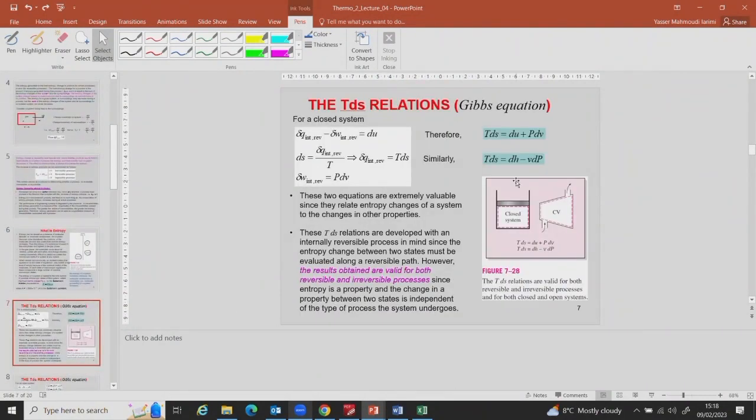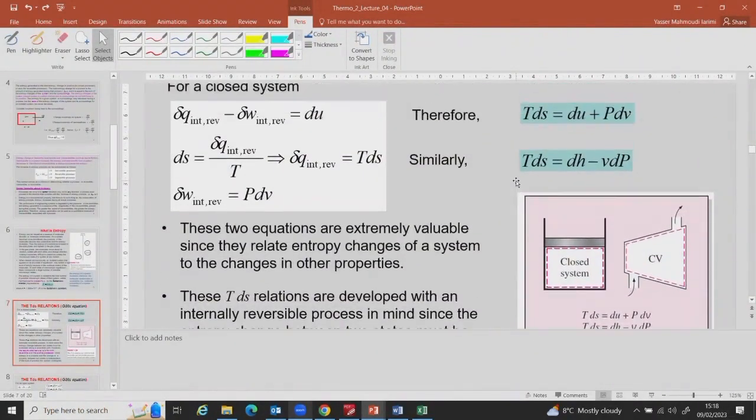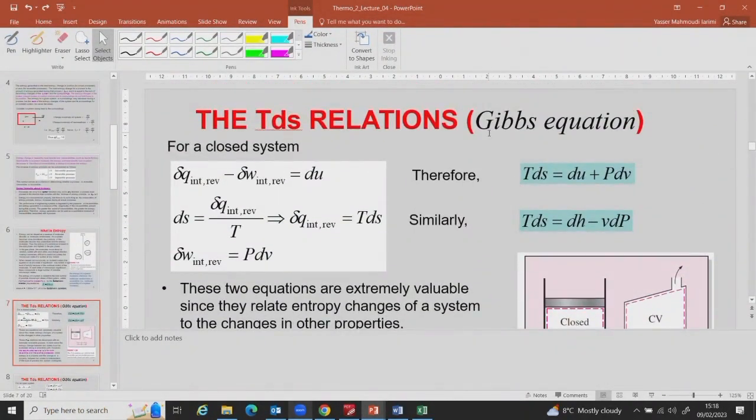Okay. Have you heard about the Gibbs equation, in terms of one? Did you work this out, the TdS relation or Gibbs equation? Yes? Okay, so I'm just going to go briefly over that. The Gibbs equations are two relations that we don't really use directly, but we will be using the outcome of these Gibbs equations for an open system. These two are very important because they link entropy to other properties of a system. Here we have S, T, H, U, V, and P: entropy, temperature, enthalpy, internal energy, volume, and pressure. That is the importance of the Gibbs equations.